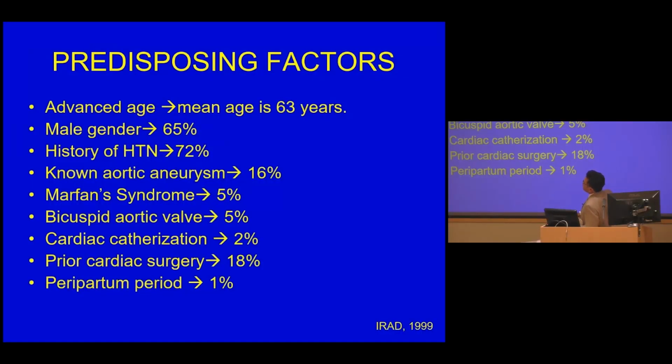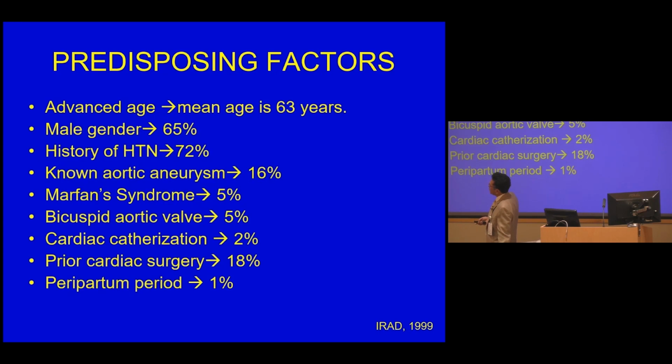The predisposing factors for aortic dissection are, as we mentioned, advanced age. Mean age is about 63. This is again from the IRAD data. It occurs more frequently in males. There's a history of hypertension. A known history of aneurysm disease is present about 16% of the time that it occurs.